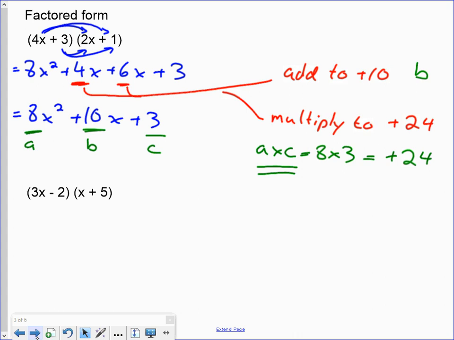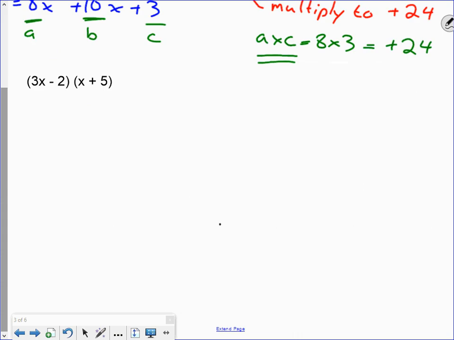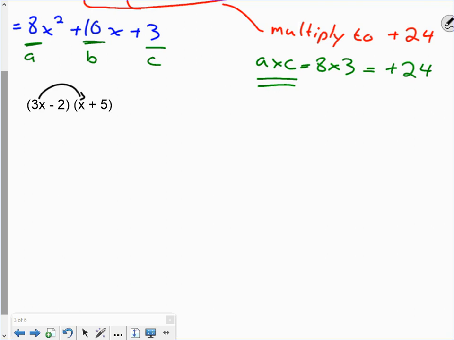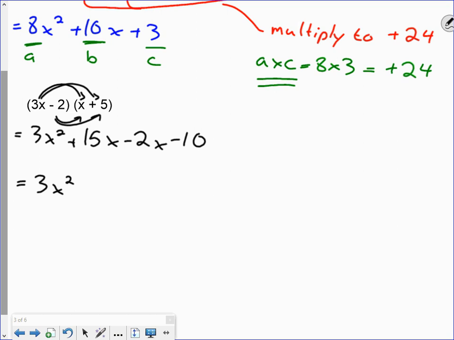So let's just see if this holds true by doing a second one here. I've got 3x minus 2 times x plus 5. Again, I'm going to do my FOIL here. 3x squared, 3x times 5 is 15x. Negative 2 times x is negative 2x. Negative 2 times 5 is negative 10. And I collect those two middle terms together. 3x squared plus 13x minus 10.